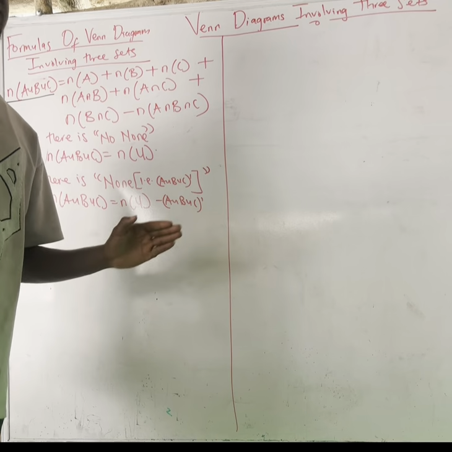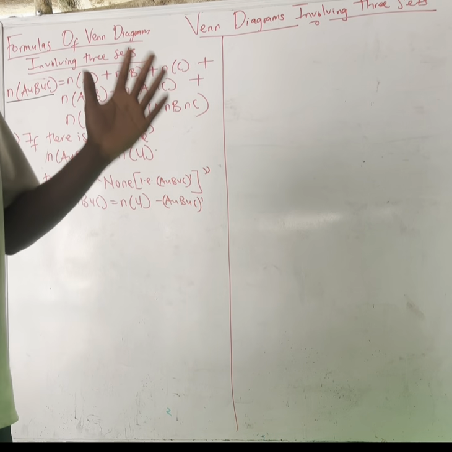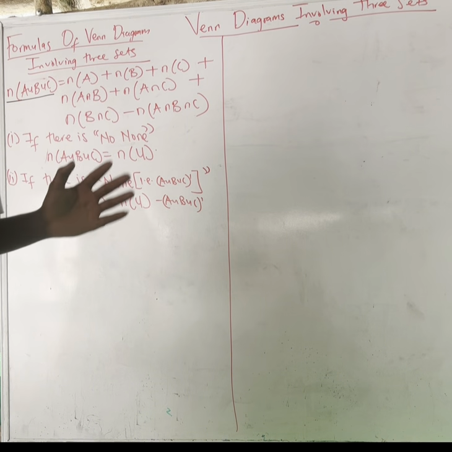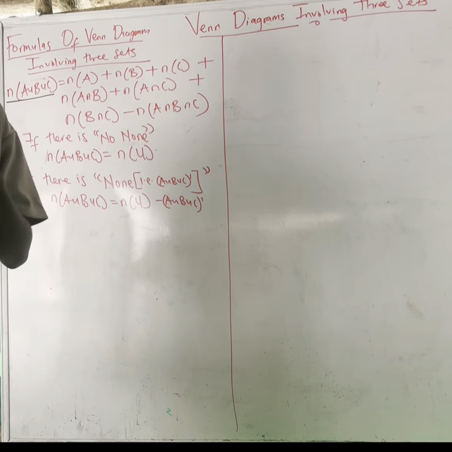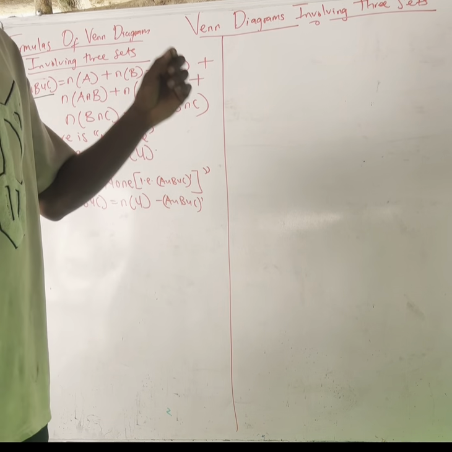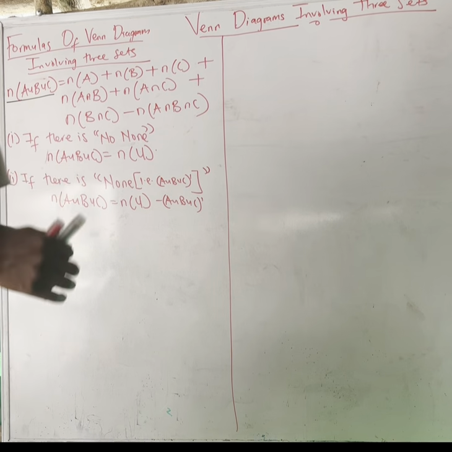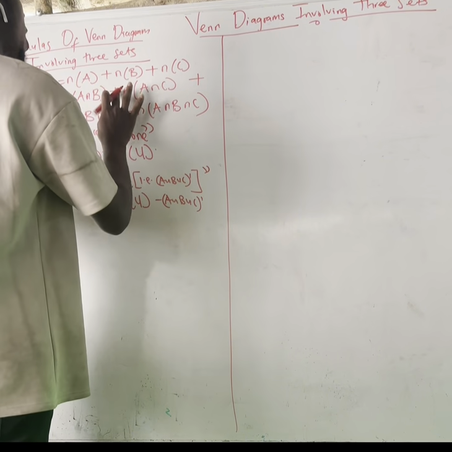What you have to understand is that there are steps in understanding a particular aspect of mathematics. The first aspect we are going to talk about is the formula. Before you can say you want to participate in any Venn diagram involving three sets, the first thing you have to talk about is the formula. You have to know this formula offhand.